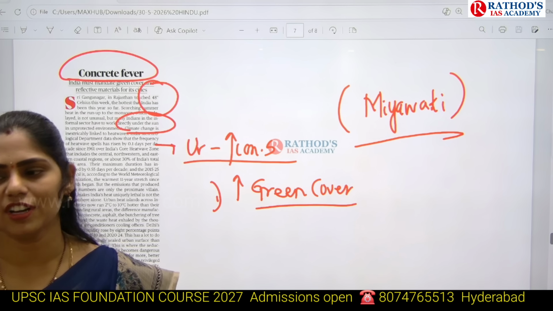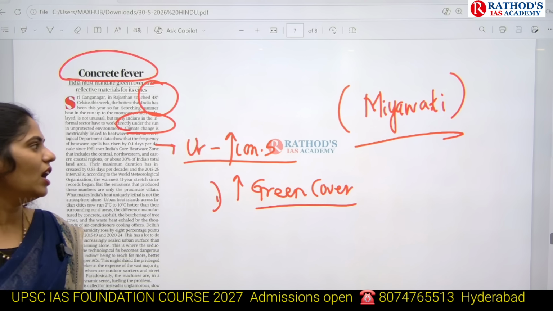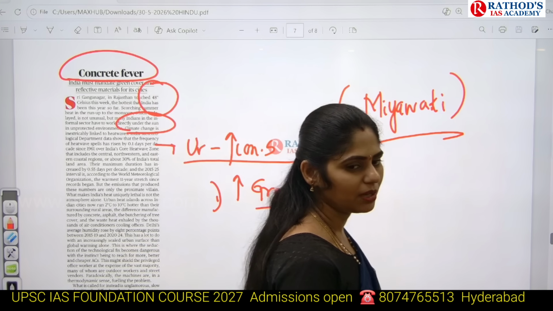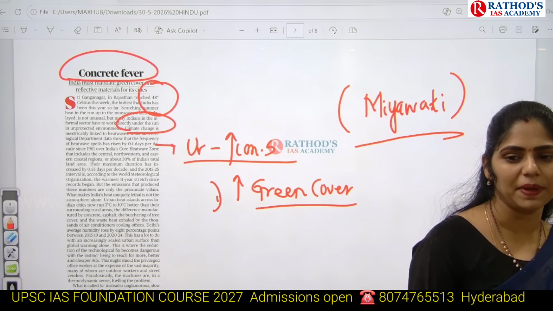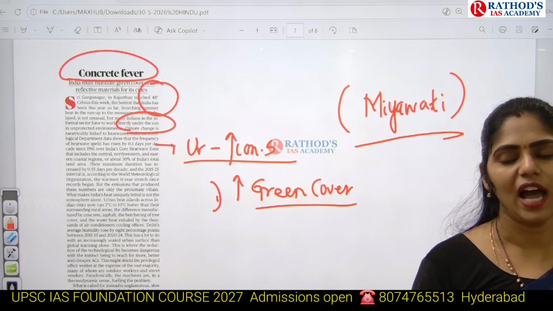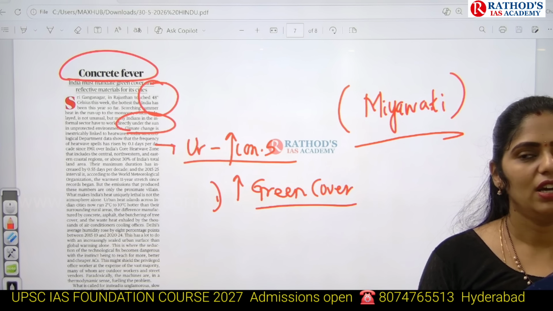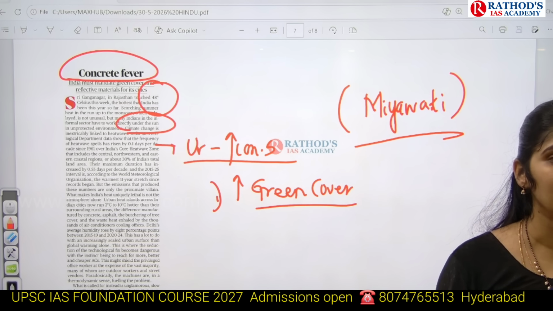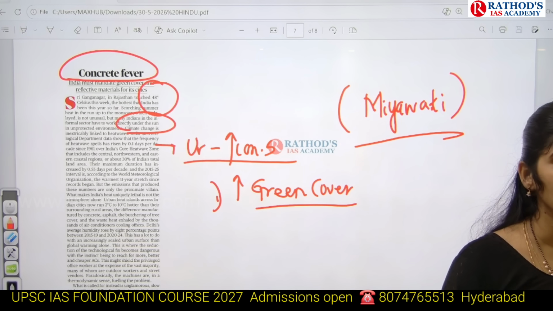It is an urban afforestation program. We can use this Miyawaki technique to increase green cover, and we can increase public park spaces and also green spaces. In urban areas we can go for terrace farming or terrace gardening. That will also increase the green cover.